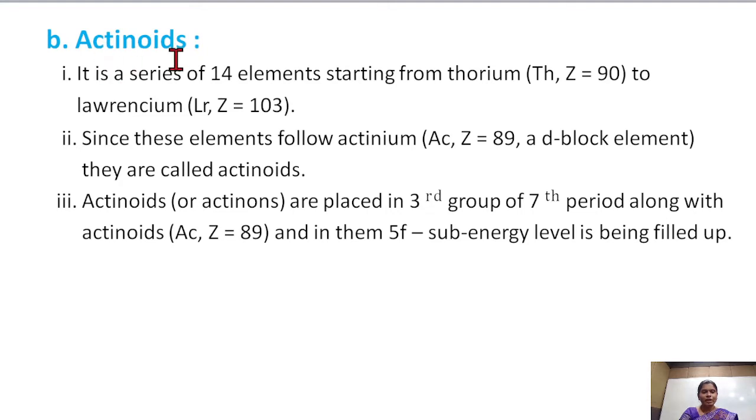Next, actinoids. This is again a series of 14 elements starting from thorium, atomic number 90, to lawrencium. Since these elements follow actinium, atomic number 89, which is also a d block element, they are called actinoids. Actinoids are placed in the third group of the 7th period along with actinium, and in them the 5f sub energy level is being filled up.